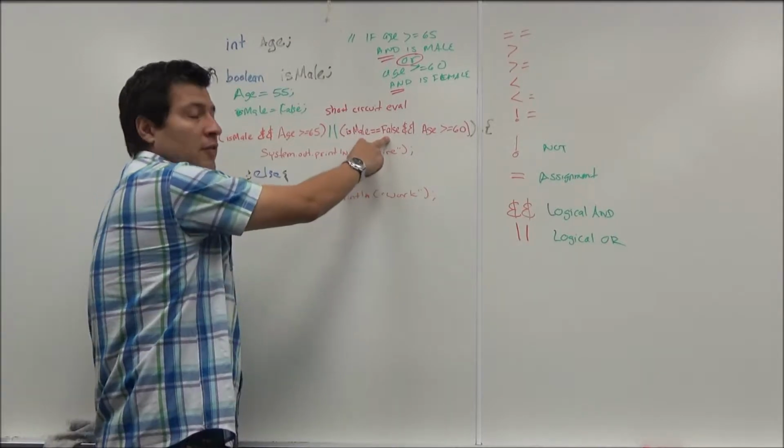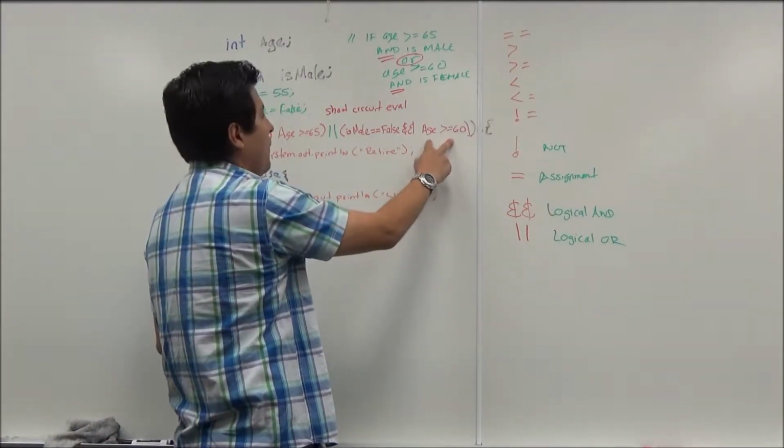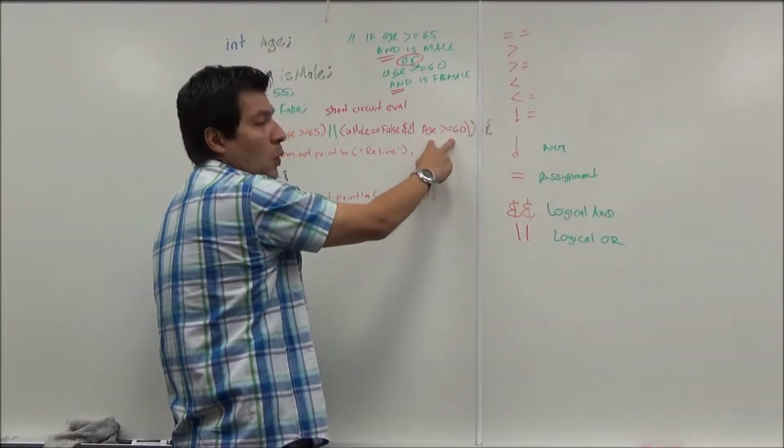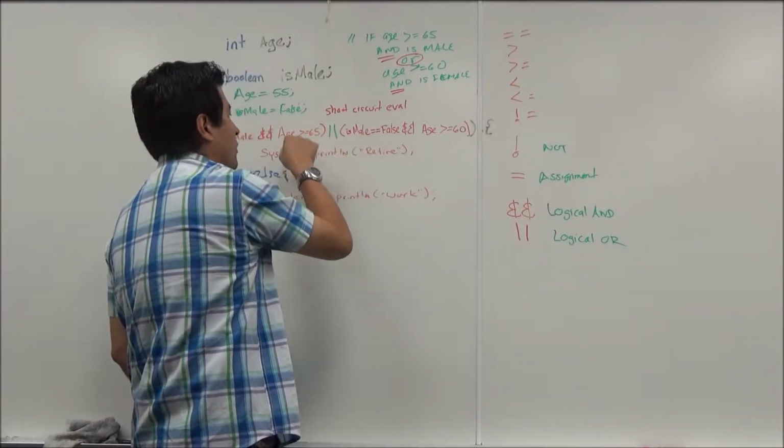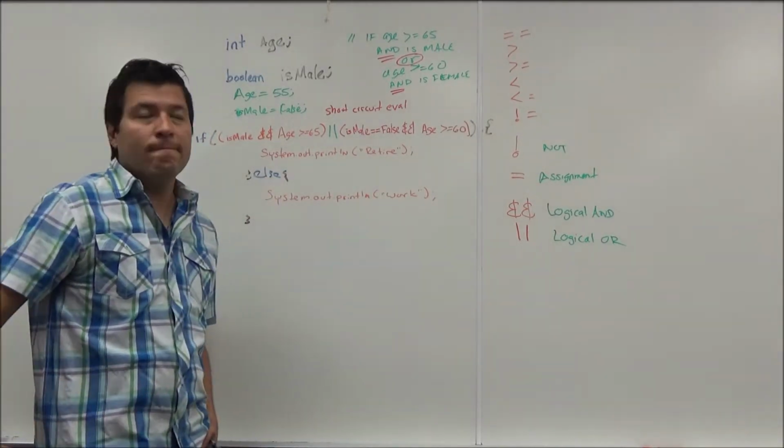And then, because this is true, I have to go check the next one. Is 55 greater or equal than 60? No. So this is false, so it says false or false. It's going to be false, right?